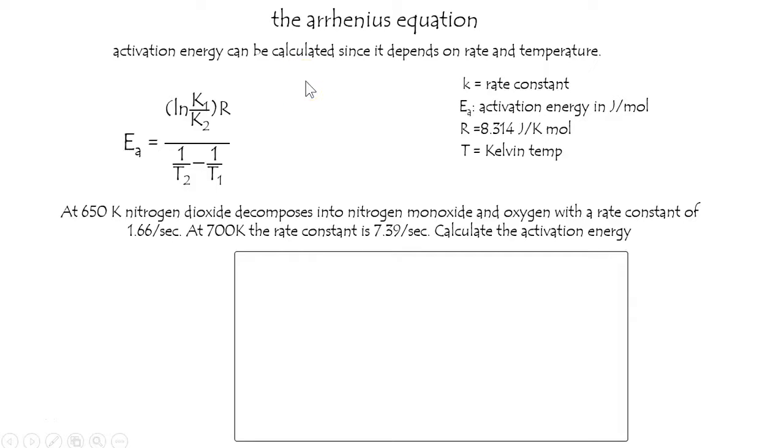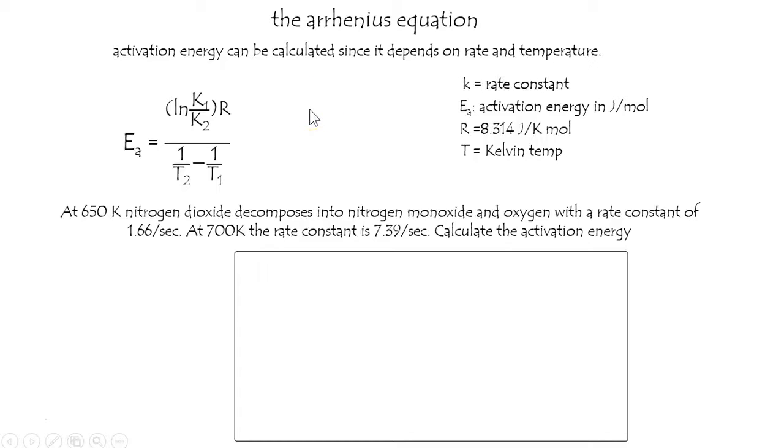Hey, Dr. B here again, and let's take a look at the Arrhenius equation. This is the only equation you'll see that allows you to directly calculate the activation energy, E sub A, for a chemical reaction. That's the hump you've got to get over in order for a reaction to occur.